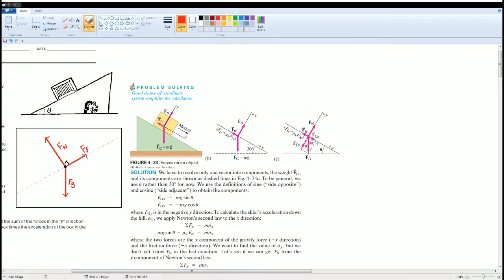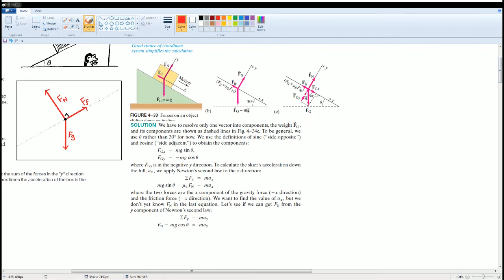Here they broke up the force of gravity. Force of gravity is broken up into two parts, FGY and FGX. Here you could read what they gave you. Force of gravity in the x direction is mg sine theta. Fg in the y direction is minus mg cosine theta. And again, that is selected from the angle from the box. All right. So if you would like to take some notes here, go ahead.